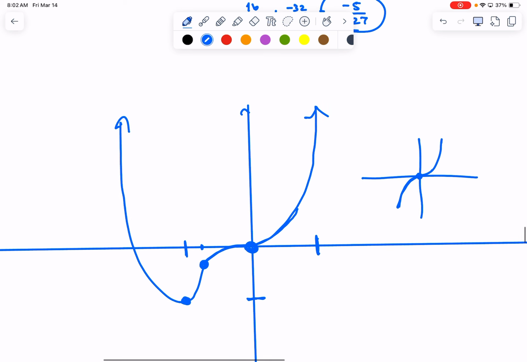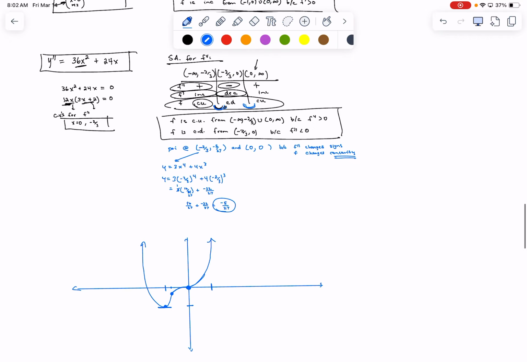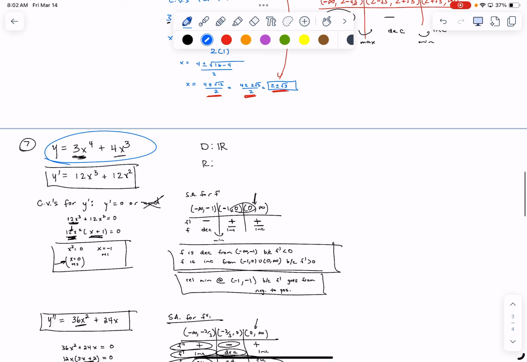You got that one all done. What's the range now? Y is greater than or equal to -1. Yeah, this right here. That's the lowest point. So your range would be from -1 to what? Infinity. You could go y greater than or equal to -1 if you want. Imagine that's what some people did.